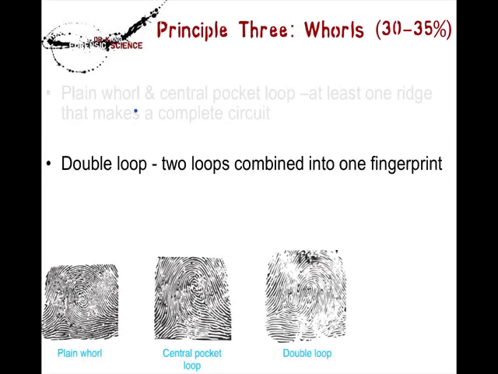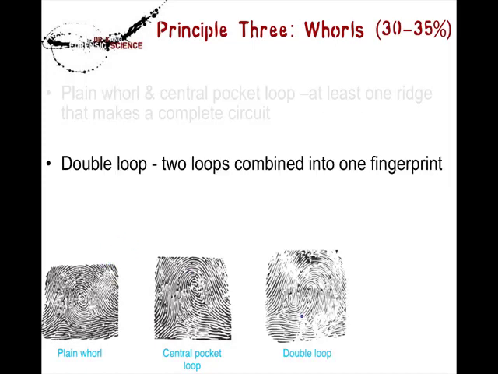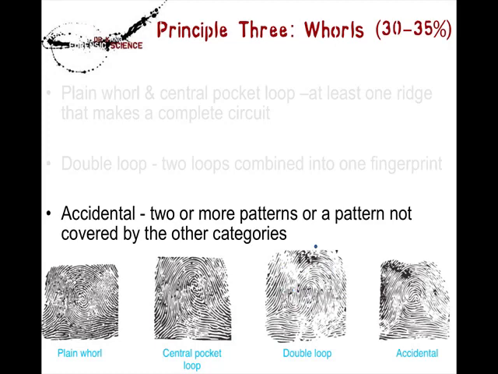So the plain whorl is just this whorl here. And then we have a central pocket loop. It looks like a loop, but it has a little pocket here. At least one ridge has to make a complete circuit for it to be a whorl. And then we have these 2 loops combined, and it's known as a double loop. And an accidental is something that cannot be covered under plain whorl, central pocket loop, or double loop.